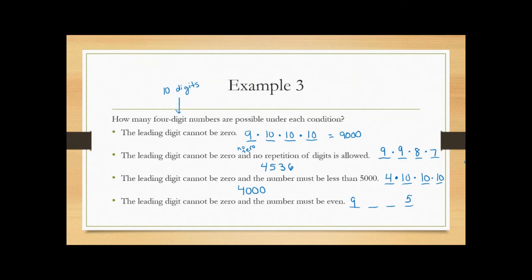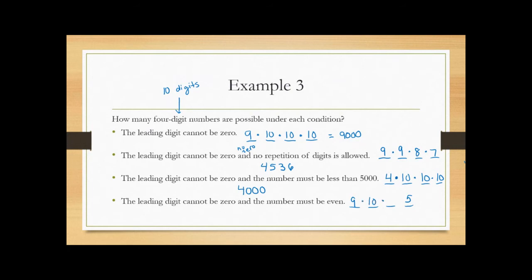And then we have 5 choices for the last spot. We could have 0, 2, 4, 6, or 8 in that last spot to make sure we have an even number. But anything in between, it doesn't matter. So for those two middle spots, we still have our 10 choices of digits.